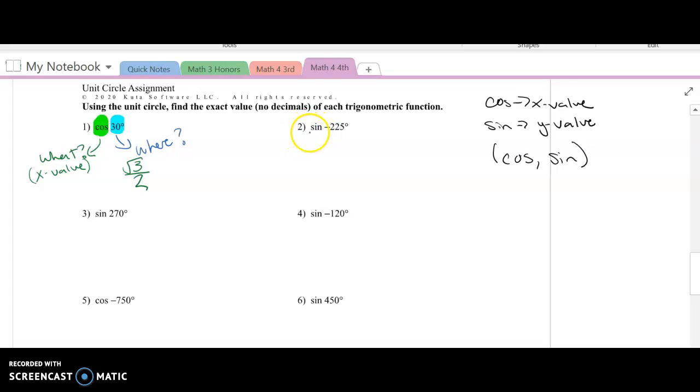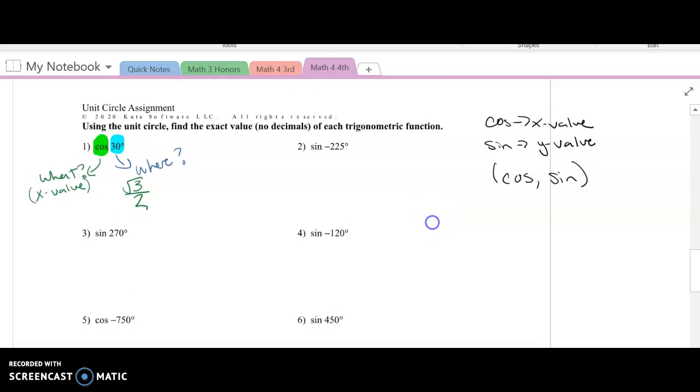We have number 2, sine of negative 225. Remember, this is my where and this is my what. My where is negative, so that means we're going to go clockwise. Sorry, that's not how you write clockwise. We're going to go clockwise. And our what is sine, so that means it is our y value.